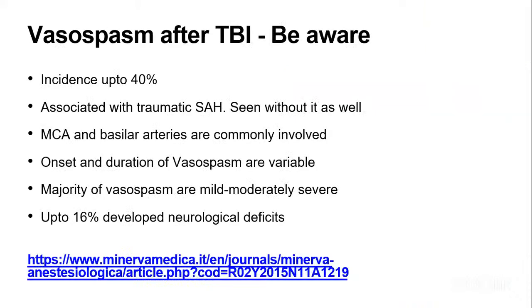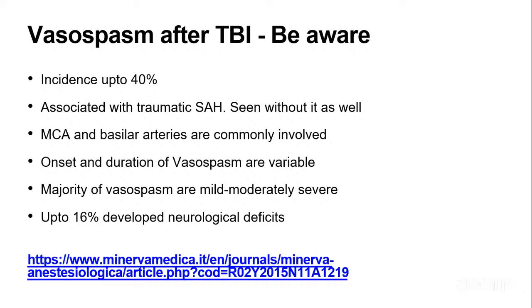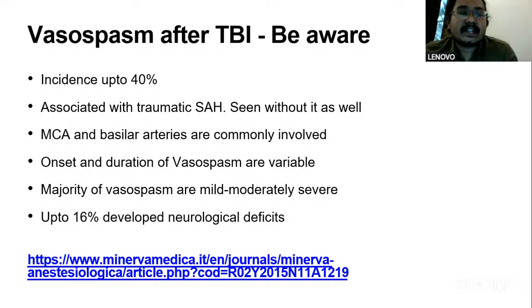What I would like to share with the audience is that vasospasm after TBI has an incidence of up to 40%. It can happen when there is a coexisting SAH. Sometimes it can be seen without SAH as well. Most often the MCA and basilar arteries are involved. Onset and duration of vasospasm are variable. Many say that vasospasm occurs much earlier than in aneurysmal SAH, and it is short-lived when compared to aneurysmal SAH. But many case reports report variability in onset and duration.